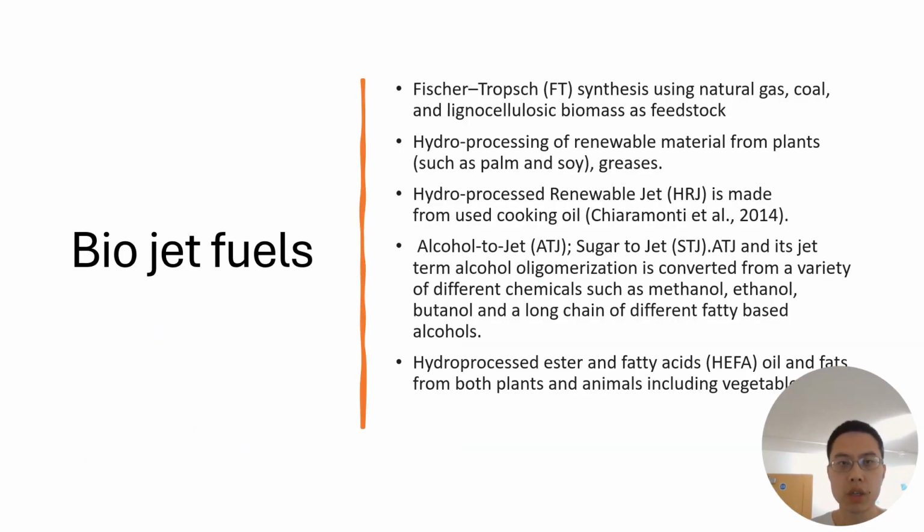So for the first part, we can say that the biojet fuel includes Fischer-Tropsch FT synthesis using natural gas, coal, and lignocellulosic biomass as feedstock. Hydroprocessing of renewable material from plants such as palm and soil, grasses, and hydroprocessed renewable jet HRJ is made from using cooking oil. Alcohol to jet ATJ, sugar to jet STJ are two of the chemicals: methanol, ethanol, and a long chain of different fatty-based alcohols. Hydroprocessed esters and fatty acids HEFA are oil and fats from both plants and animals, including vegetables.